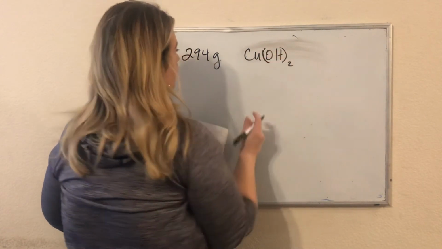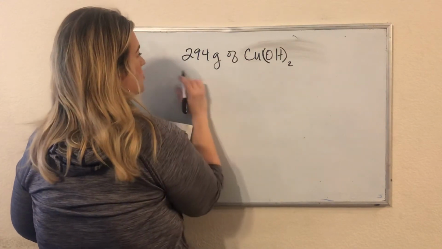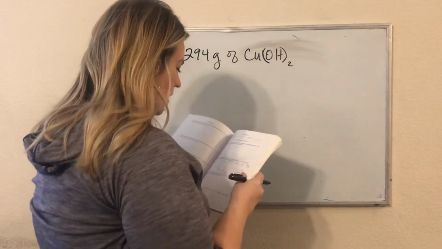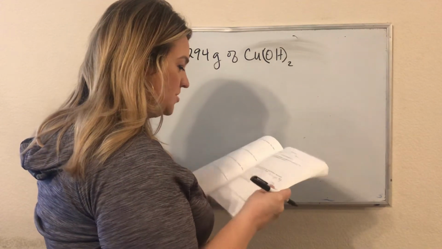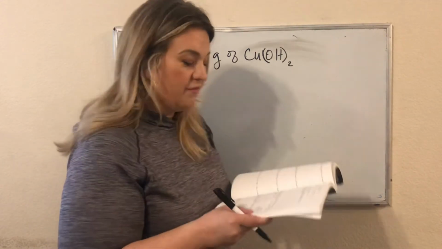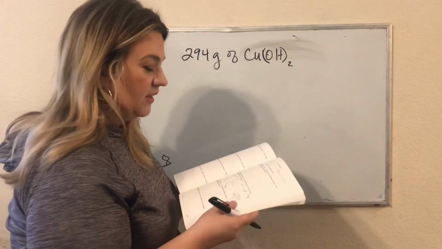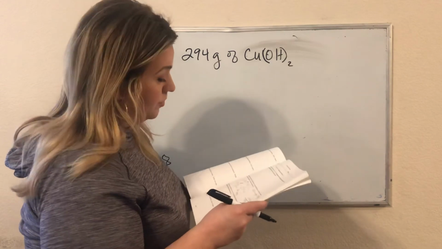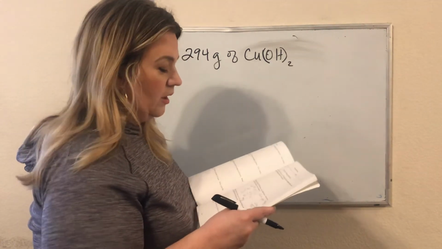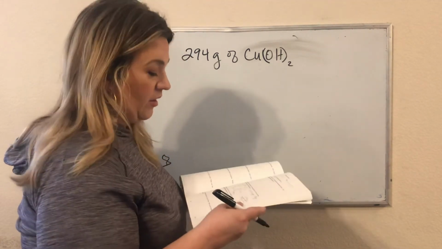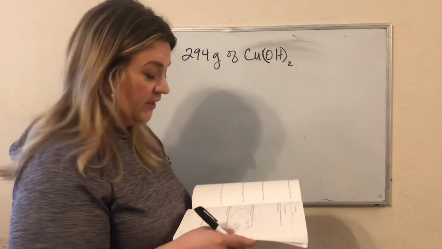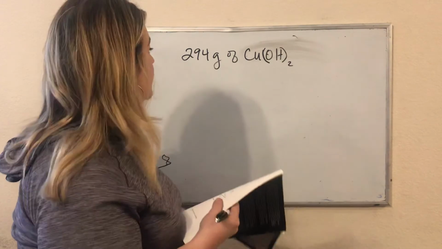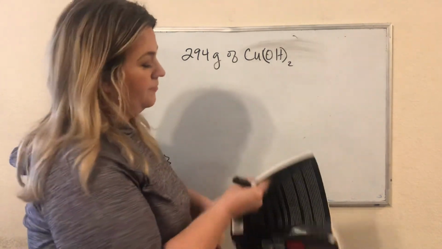So now we know we've got 294 grams of copper 2 hydroxide. We want to know what the molarity of the solvent is, okay? If we have 1 liter and 294 grams of copper 2 hydroxide were added to it, we need to know the resulting molarity. So the first step of figuring out this problem here is figuring out what the formula weight is of copper 2 hydroxide.